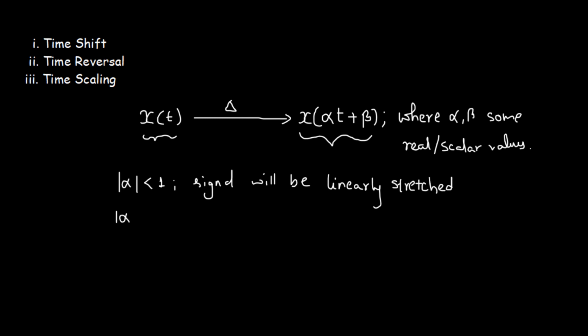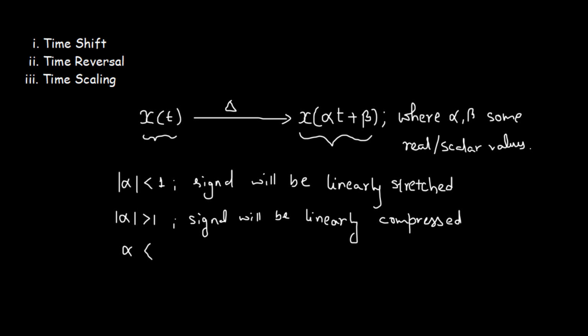If the absolute value of alpha is greater than 1, then the signal will be linearly compressed. If the value of alpha is less than 0, that means alpha is negative, then the signal will be reversed in time.